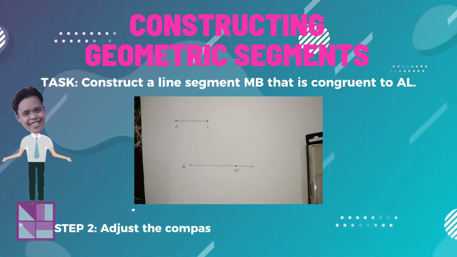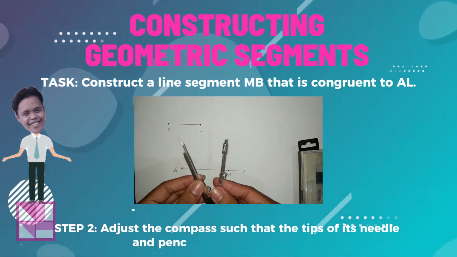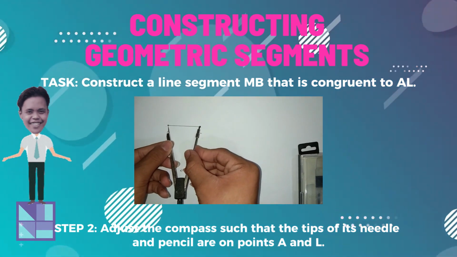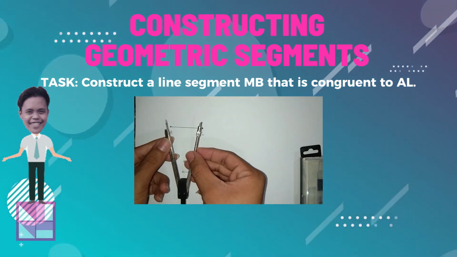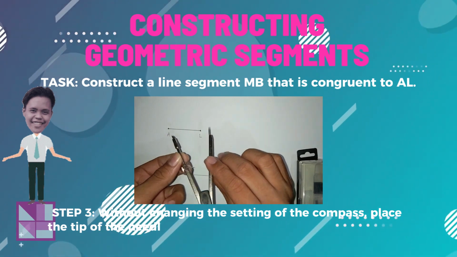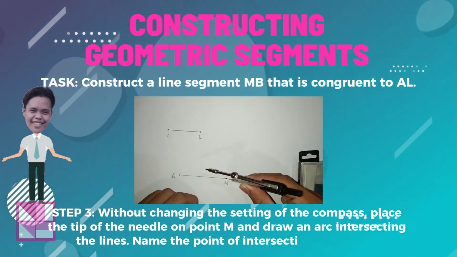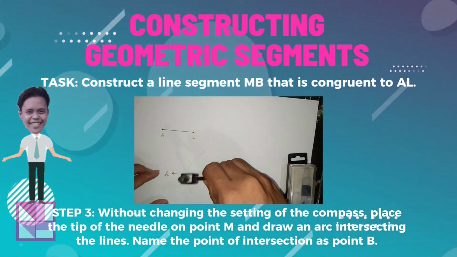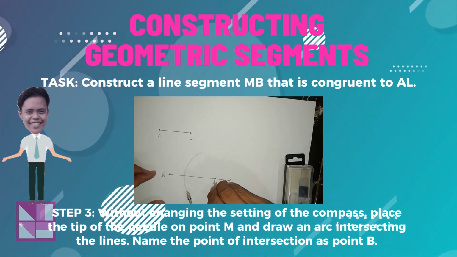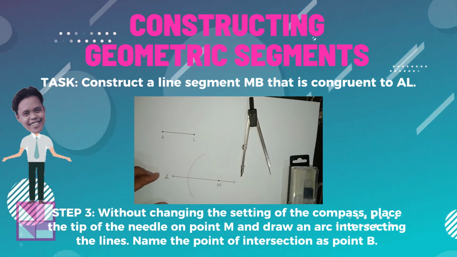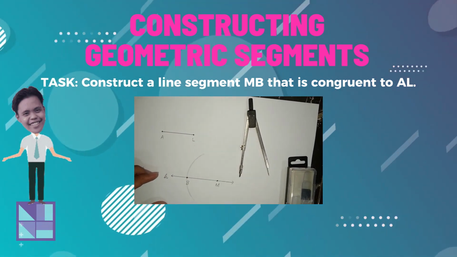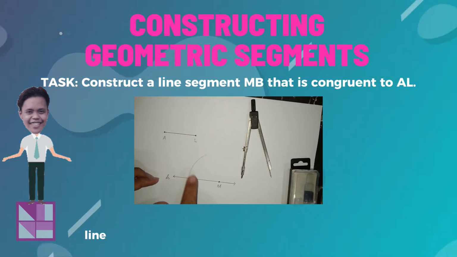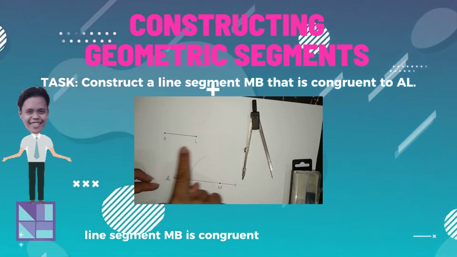Step 2. Adjust the compass such that the tips of its needle and pencil are on points A and L. Step 3. Without changing the setting of the compass, place the tip of the needle on point M and draw an arc intersecting the line. Name the point of intersection as point B. Now, you have line segment MB congruent to line segment AL.